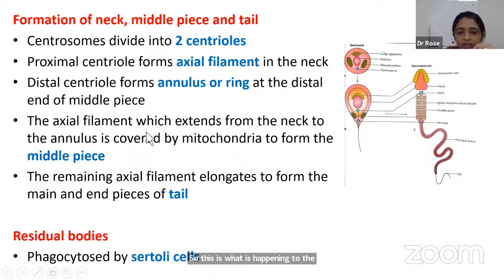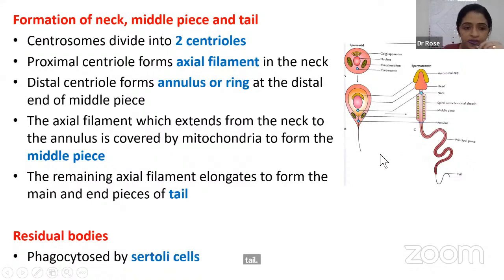Then you can see that the axial filament, which extends from the neck to the annulus, is actually covered by the mitochondrial sheath to form the middle piece. And the remaining axial filament elongates to form the main and end piece of the tail. So this is very important. You will get n number of MCQs from this part.